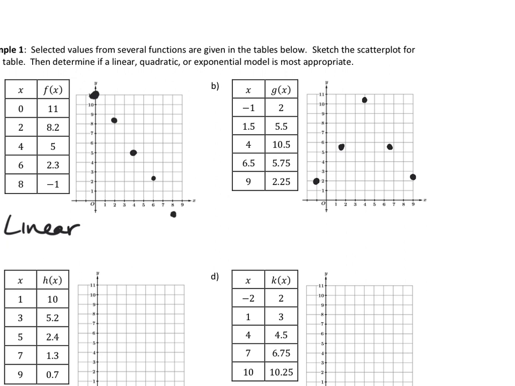Quadratic. Yeah, why quadratic? Because it like curves. It goes up, it comes down. If it has a turning point, it's going to be quadratic because exponentials don't have a turning point. So we know that this is best represented. It is most appropriate to use a quadratic to describe this data.